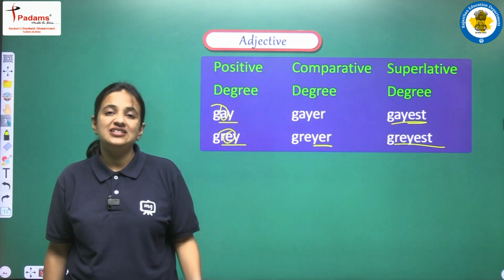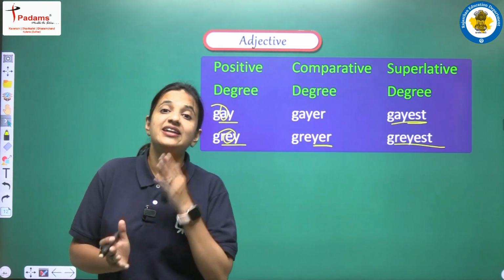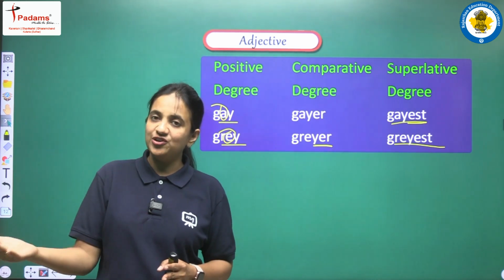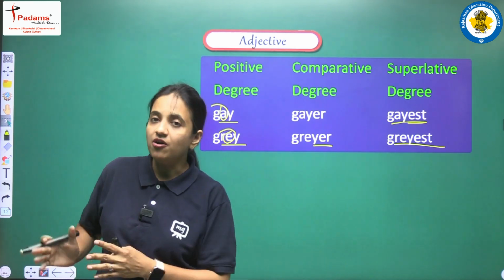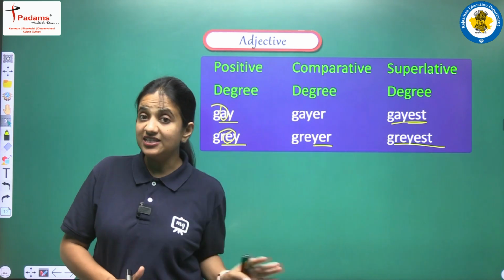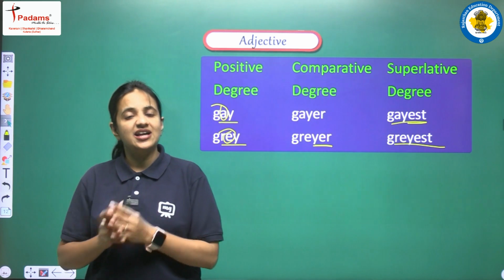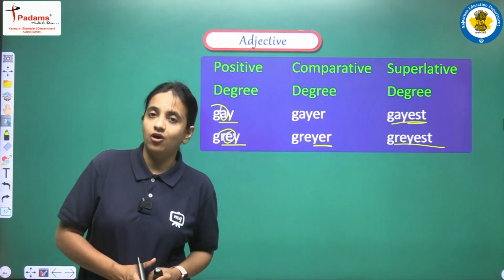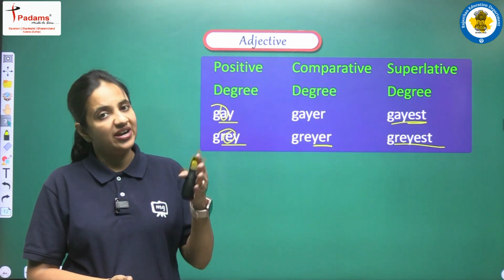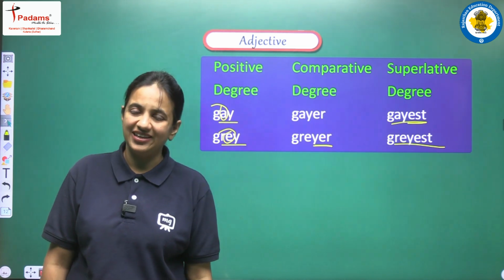So students, just learn this thing: what we are having before Y is very important. If we are having a consonant, then we are having a different rule, and if we are having any vowel, then also for that we are having a different rule. So look at the spelling very carefully, observe what kind of letter we are having, consonant or vowel, and then according to that just apply the rule and convert your positive degree into comparative and superlative degree.